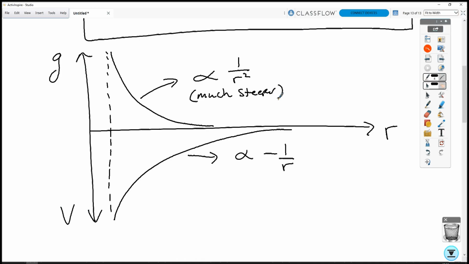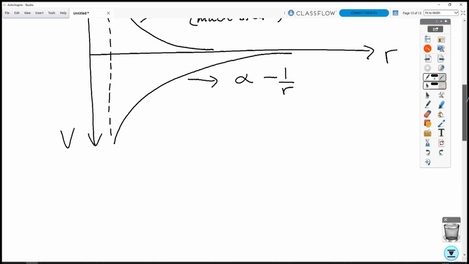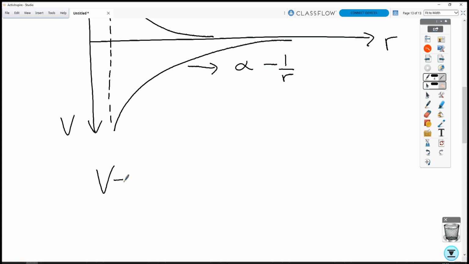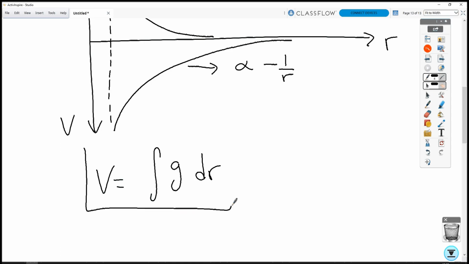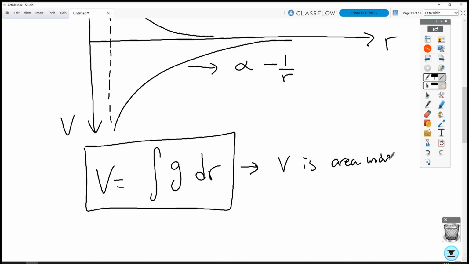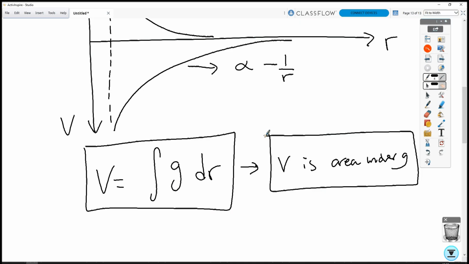So the reverse is also true. If you can differentiate V to get to g, you can integrate, or find the area underneath g, to get V. So V equals the integral of g dr, which means that V is the area under g. Put a box around that. And that is the end of 7.2.3.